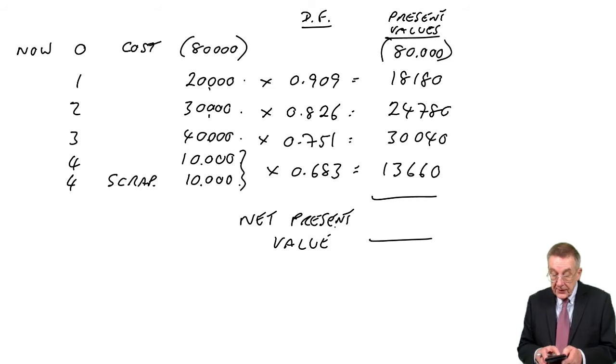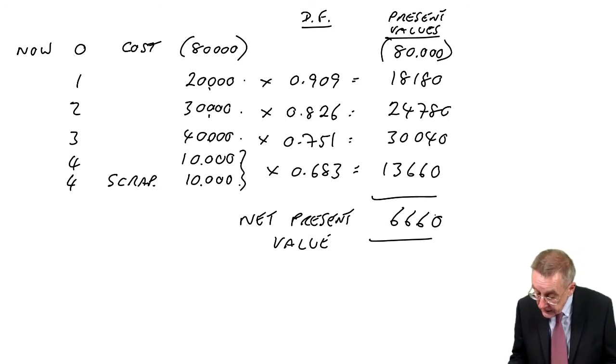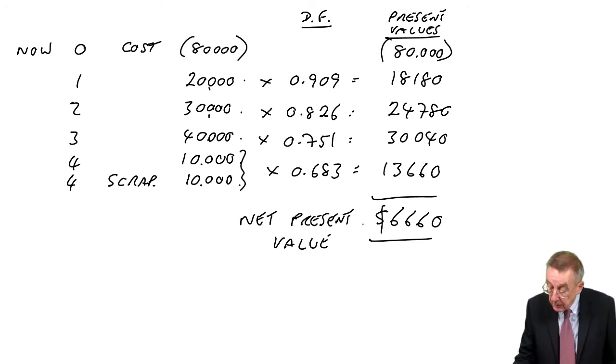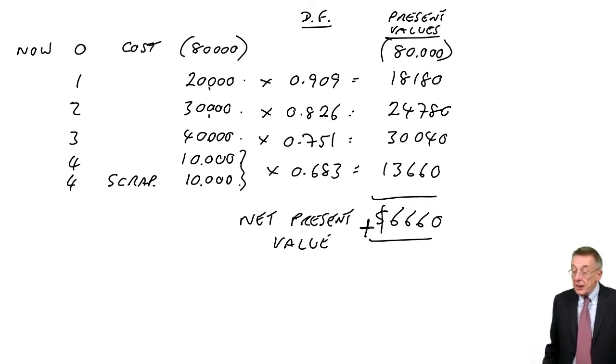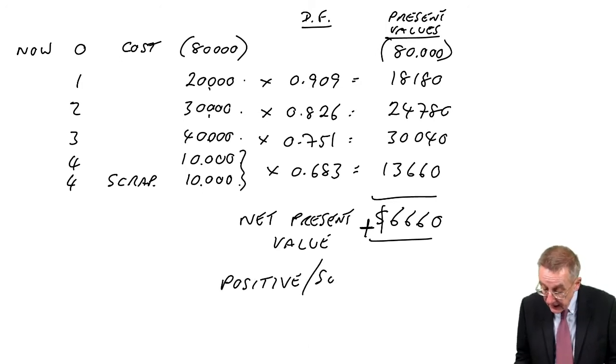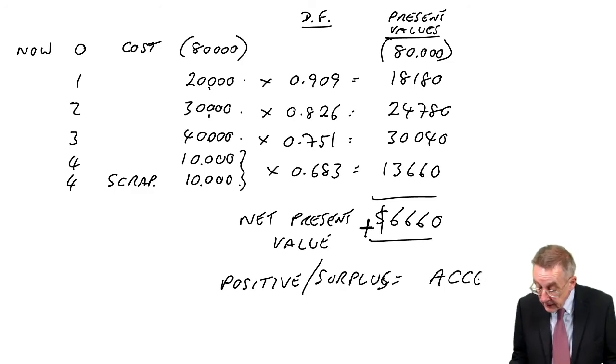$18,180 plus 24,780, 30,040, 13,660 minus 80,000. It's 6,660. That is a surplus. It's positive. And because there's a surplus, positive, which is a surplus cash, means we will accept the project.